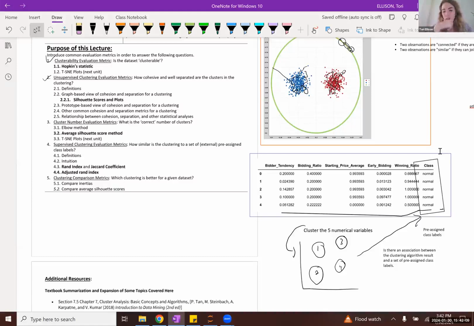So essentially, shill bidding is when you, for instance, get your friends to help bid on a particular product that you're posting on eBay in order to artificially jack up the price. So it's not the most ethical behavior. So basically, if you're designing a supervised learning algorithm, generally speaking, your goal would be to use these 5 numerical variables to predict this response variable.